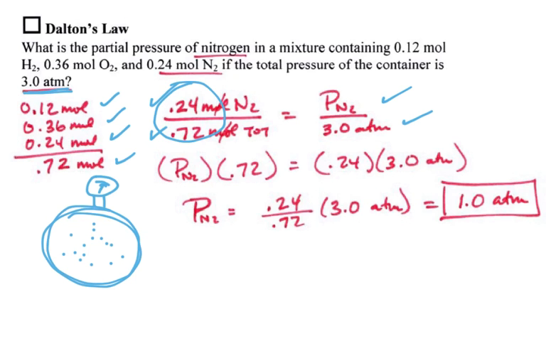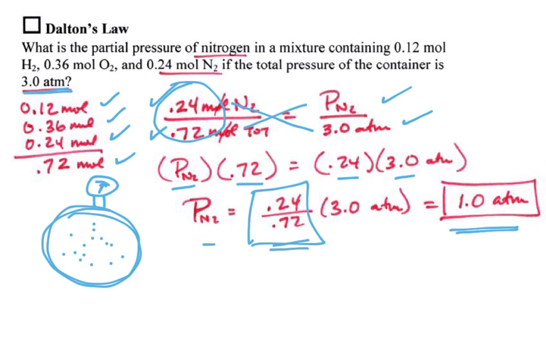Now, if I just officially work this out, I'm going to cross multiply. So I have 0.24 and 3.0, cross this way, partial pressure and 0.72. Solve for the partial pressure. So 0.24 over 0.72 is 1/3, and 1/3 of 3 is 1 atmosphere. This little guy here is officially called the mole fraction: moles of nitrogen over the total moles. So you might see that written that way.